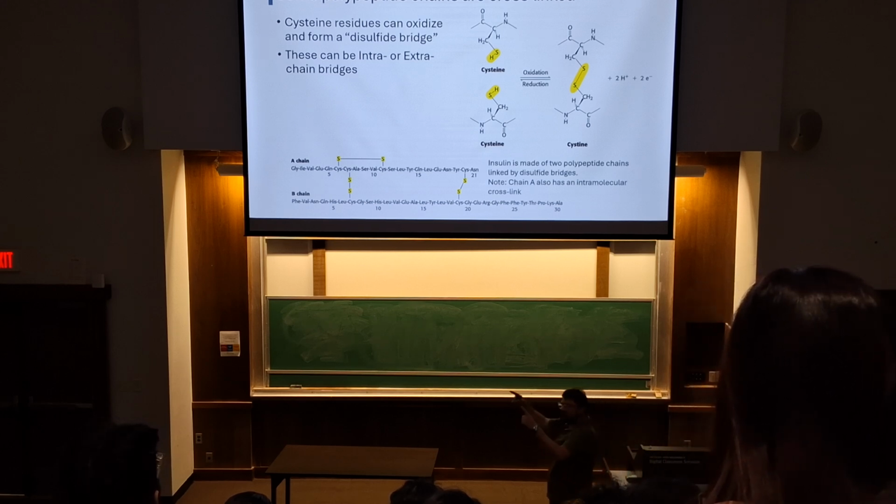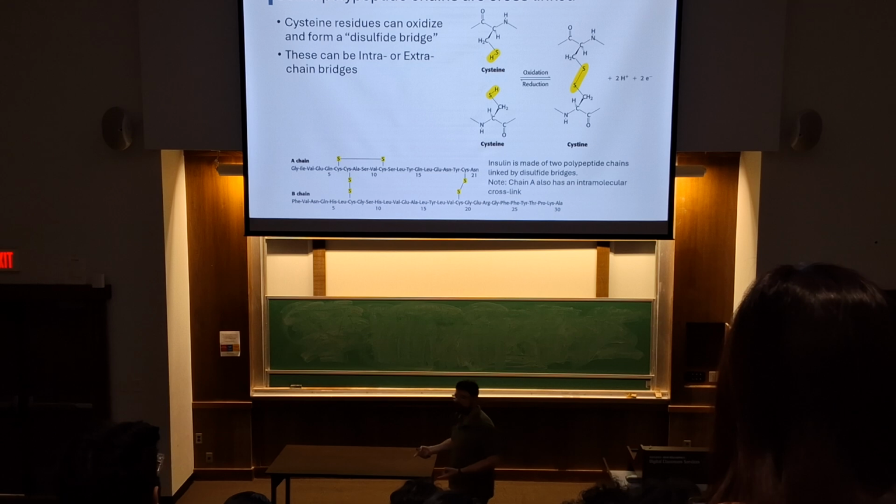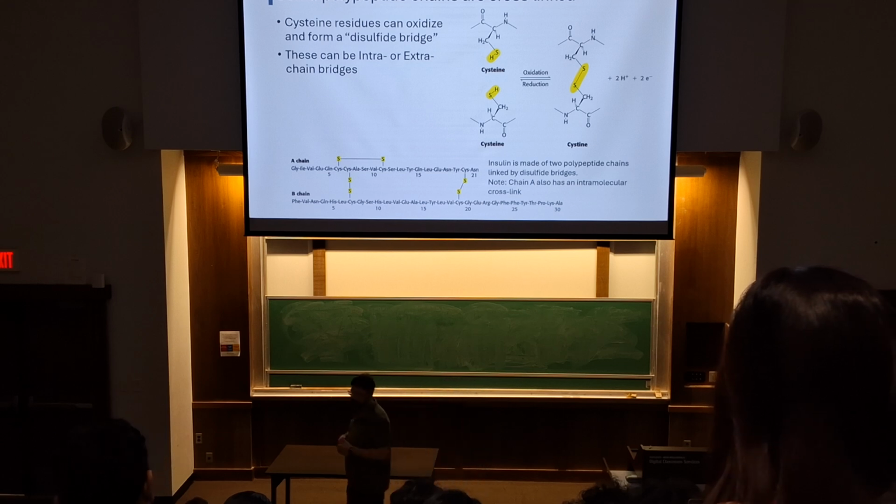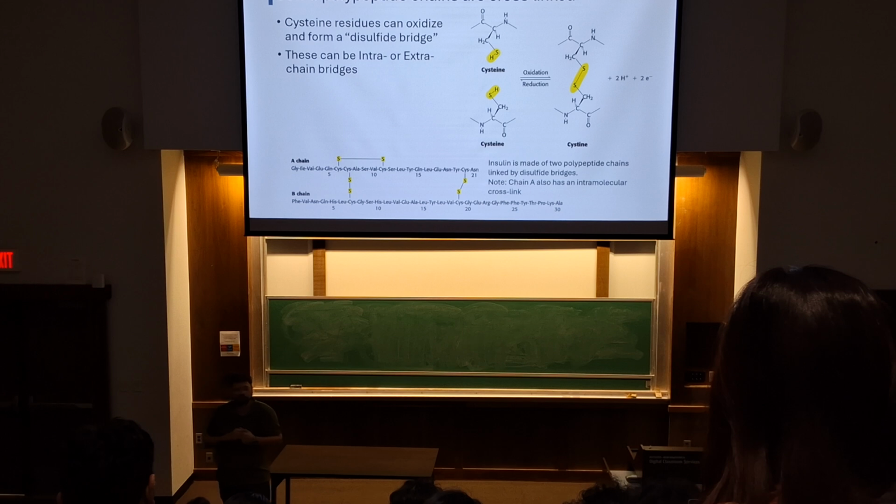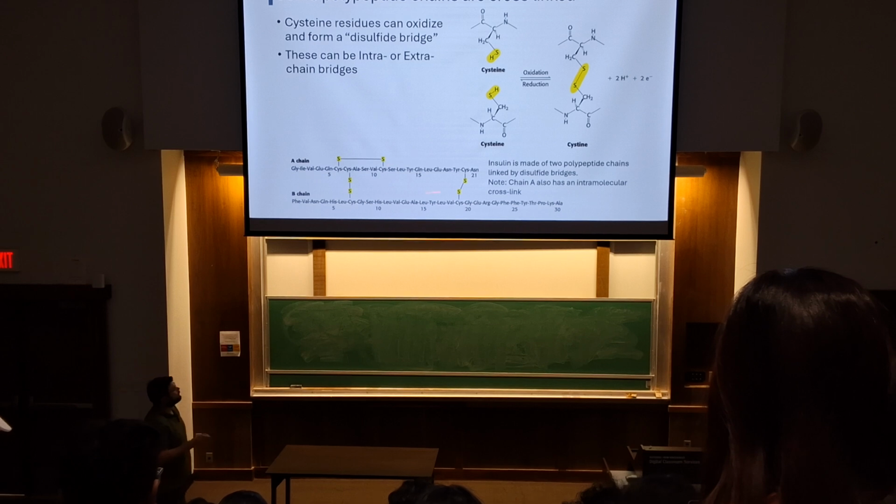This can be intramolecular, so an intrachain disulfide bridge. We're going to see this in the Anfinsen experiment. Holds the protein together, it locks it in the correct conformation, or we can get it in between 2 different polypeptide chains that we see here. We see examples of both. What we're looking at here is insulin. Insulin is made up of 2 chains. We have an A chain and a B chain, and both are just short polypeptides, right?